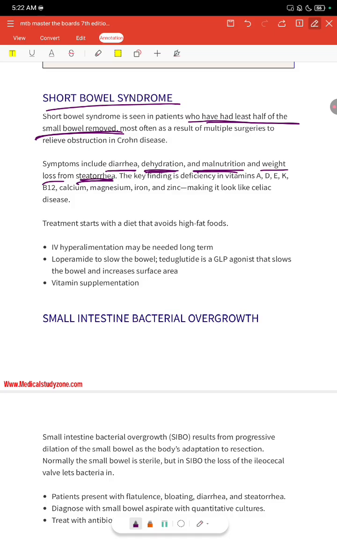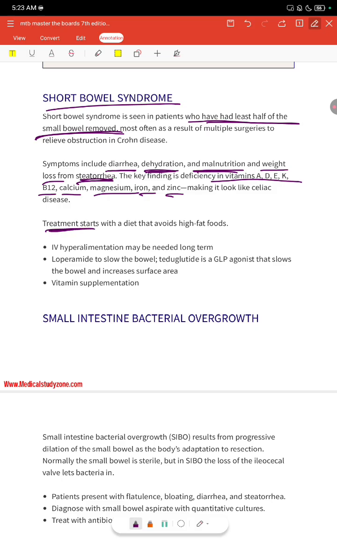Steatorrhea is basically the foamy, fatty, floating and foul-smelling stool, which is caused due to the malabsorption problem. So the key finding is deficiency of vitamins A, D, E, K, that is the fat-soluble vitamins, B12, calcium, magnesium, iron, and zinc, making it look like celiac disease. So all of these nutrients and minerals are deficient in such patients. And the symptoms include what? Diarrhea, dehydration, malnutrition, weight loss.